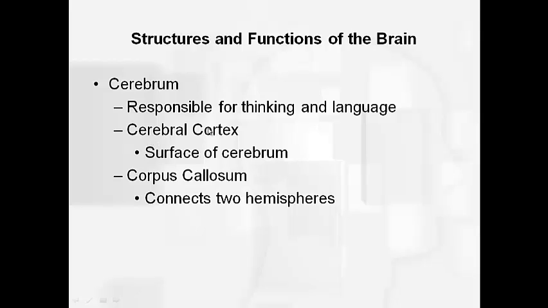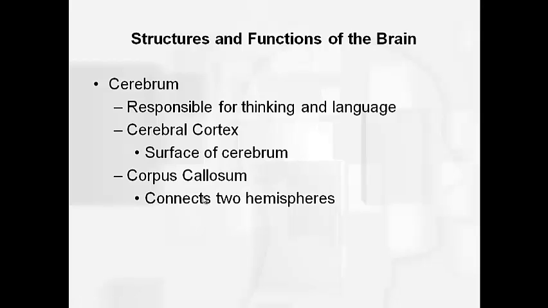A very important region in the cerebrum is the cerebral cortex, which is the outer surface of the cerebrum, the skin of the cerebrum, if you will. Now, as we will see, the hemispheres of the brain are independent from each other. We have two, of course.